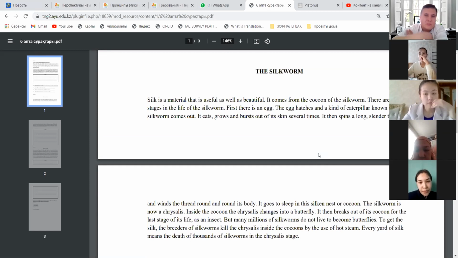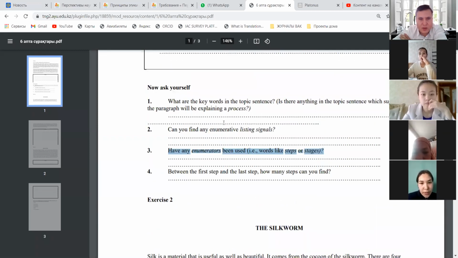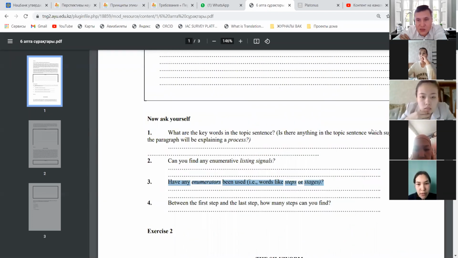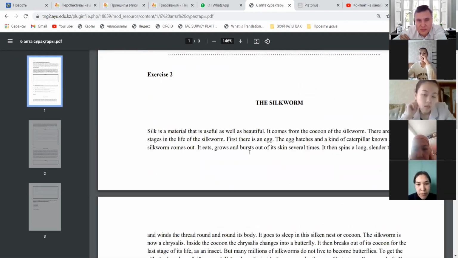Okay. Now answer the questions. What are the key words in the topic sentence? I think the third sentence suggests a key topic. That suggests the paragraph will be explaining a process. Third sentence, yes. There are 4 stages in the life of the silkworm.